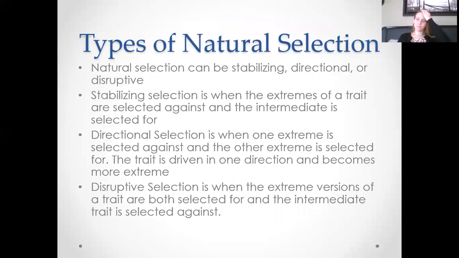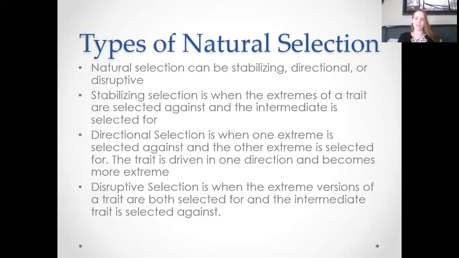There are three different types of natural selection. There is stabilizing selection, where the extremes of a trait are selected against and the intermediate is selected for. So that's like baby birth weights. Too small, the baby dies. Too big, there are complications and the mother might die. So a medium-sized baby is selected for.